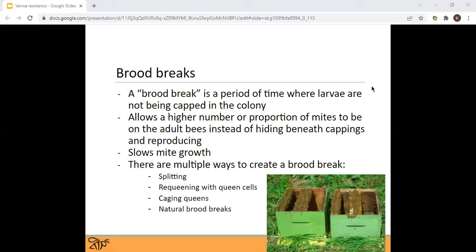Because the queen cell is going to take a significant time before it hatches, goes to mate, comes back and starts laying in the colony. So it's going to be quite a long time before there's brood being produced in the colony again. And that's going to create the best sort of brood break that you can.